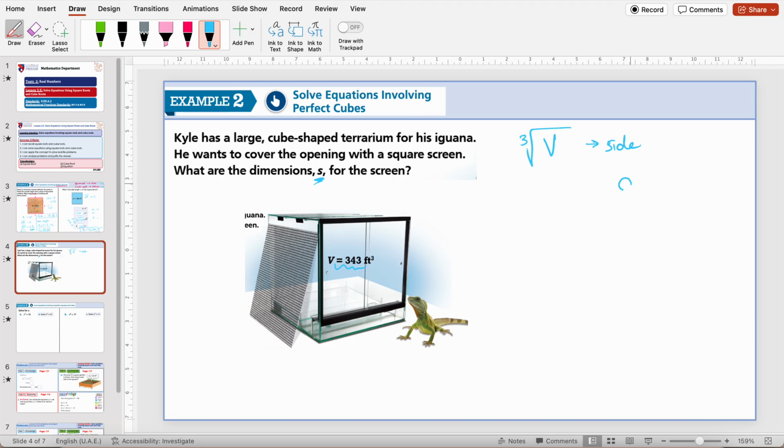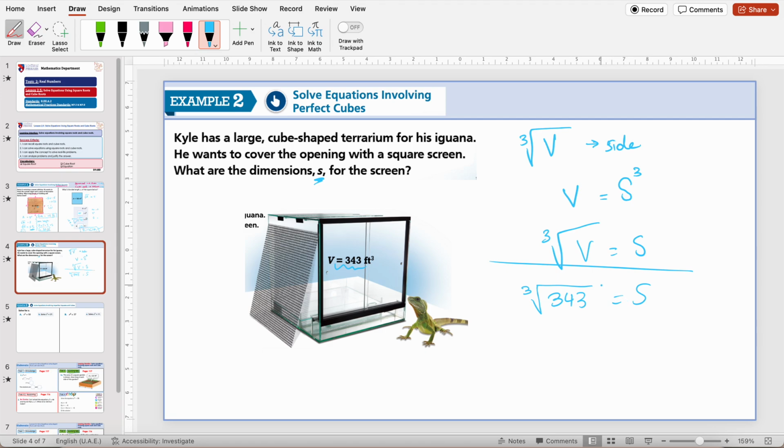Okay? So side cubed will give me the volume. Right? So cube root of the volume will give me the side. It's just going from here to there. Anyways, what's the volume? 343, and I want to find the cube root, okay? So the cube root of 343 should give me the side, okay?